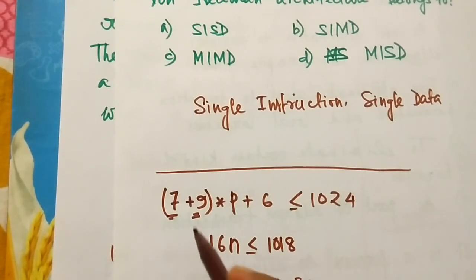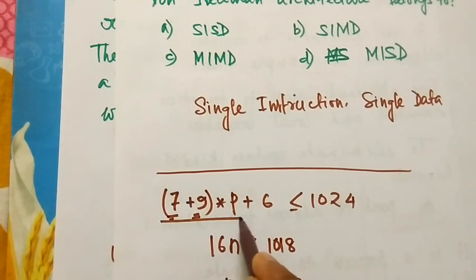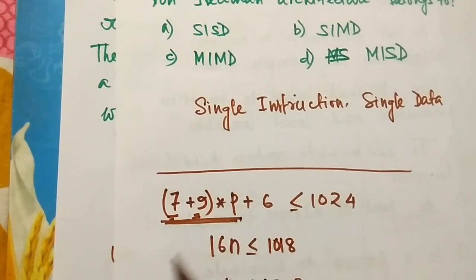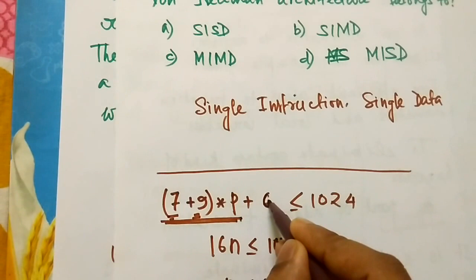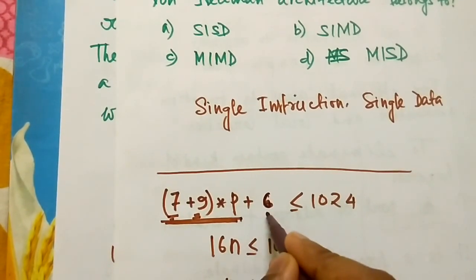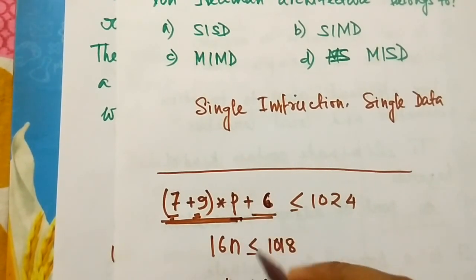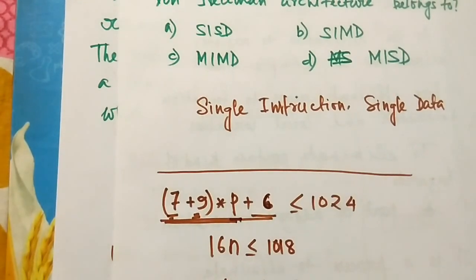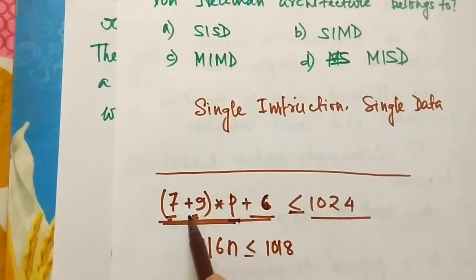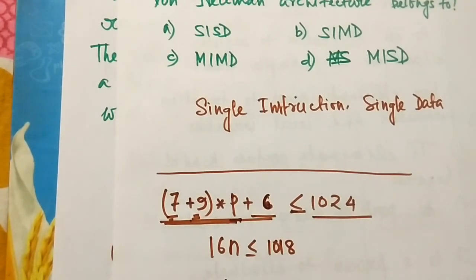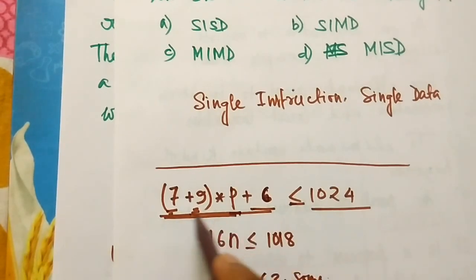So this many pairs are there, total number of pairs is P, and the block pointer is 6 bytes. So we have added 6 here, and it is mentioned that the total size of the block is 1024. So the pairs and the block pointer should not exceed the size of the block. So this is the equation.